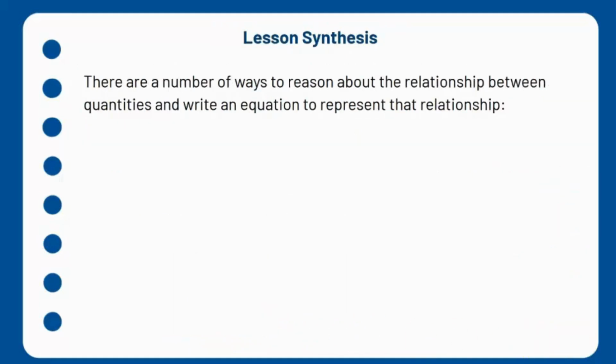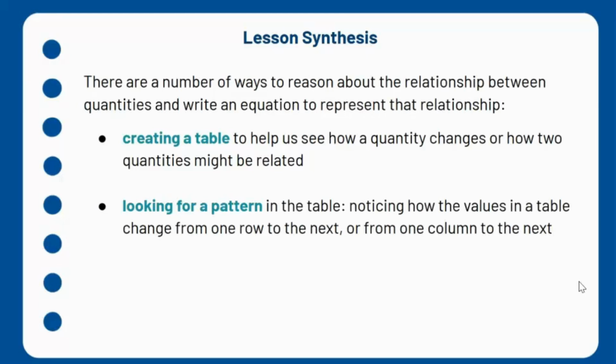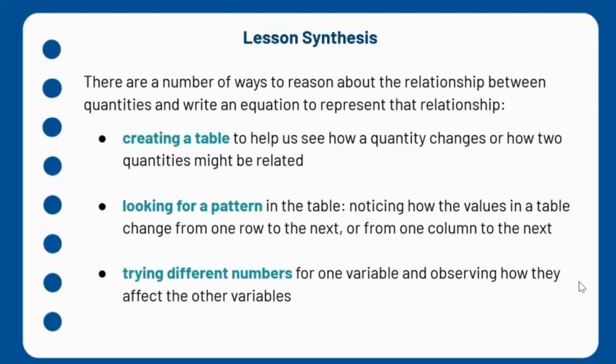To summarize, there are a number of ways to reason about the relationship between quantities and write an equation to represent that relationship. Create a table to help us see how a quantity changes or how two quantities might be related. Look for a pattern in the table, noticing how the values change from one row to the next, or from one column to the next. Try different numbers for one variable and observe how they affect the other variable.